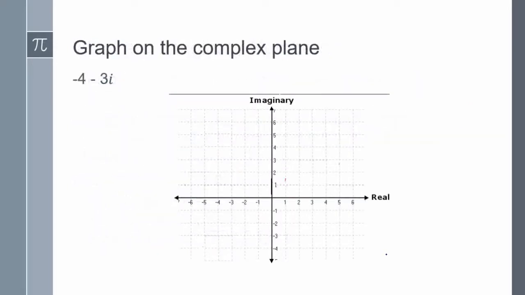To graph a complex number, we use the same idea as graphing in the x and y coordinate plane. Here's the complex plane. Where our x normally is, those are where all of the real numbers go, and where our y normally is, that's where all the imaginary numbers go. So this is our real part over here, and this is our imaginary part. Graphing negative 4, negative 3i. Negative 4 is over here on the left, and negative 3i is at the bottom. So here is the graph of negative 4 minus 3i.